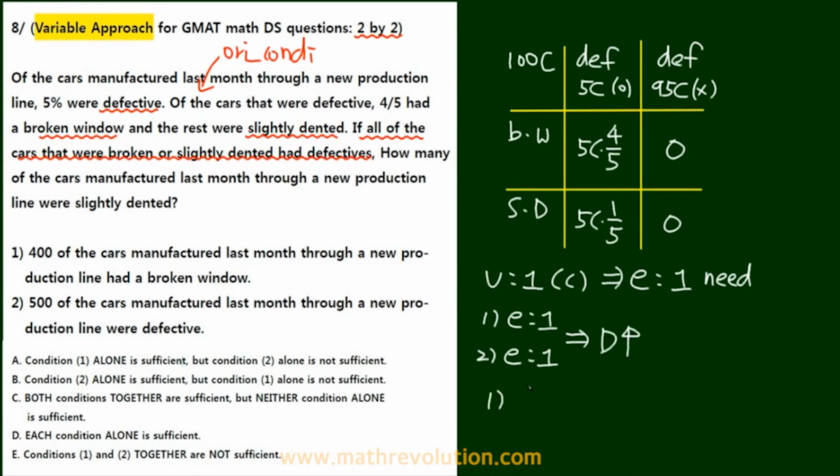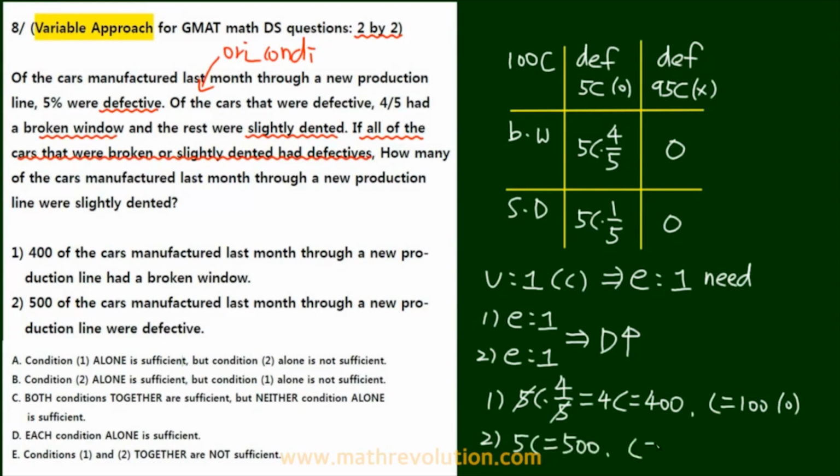Actually, D is the answer, so we'll look at conditions 1 and 2 separately. Here what we have is 5C times 4 over 5. The 5's disappear, so 4C is equal to 400. So C is equal to 100. It's sufficient. What about condition 2? 5C is equal to 500. So again, C is equal to 100 and it's sufficient. That's why D is going to be the answer. Remember, variable approach is the most recognized and efficient way of solving GMAT math problems.